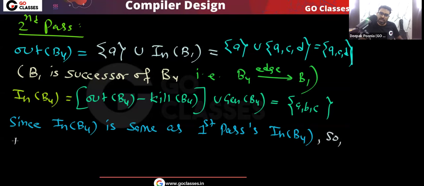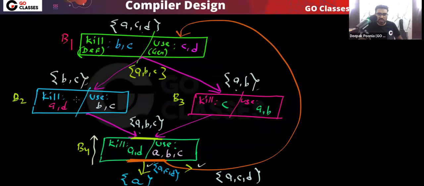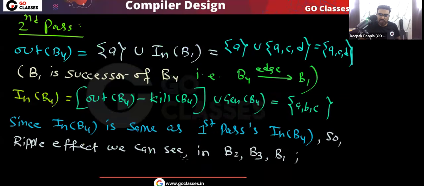So the ripple effect will happen. Ripple effect we can see in B2, B3, B1. Yes or no? So you can see that carefully. Okay, carefully we are checking that yes, if this did not change, then because B2 has only one successor, that is this B4, so this will also not change, so this will also not change. So you can see there is a ripple effect we can see in B2, B1, B2, B3, B1.